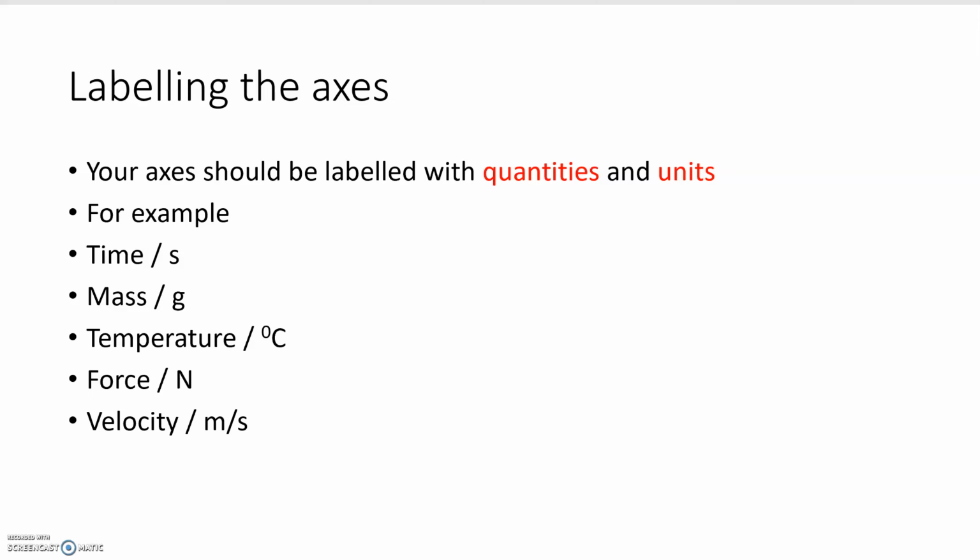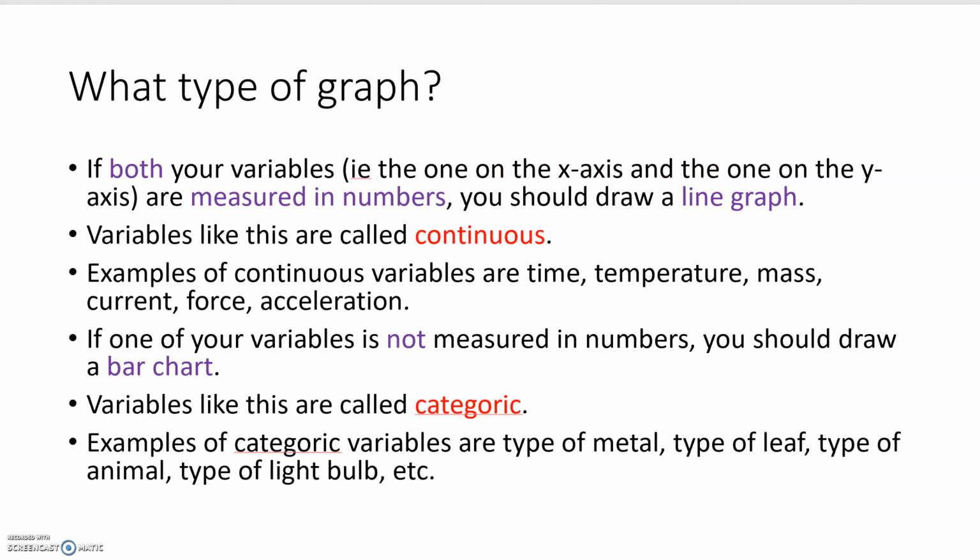Now, when you label your axes, please make sure you have the quantity and the units so you know what you're talking about. So time is in seconds, mass in grams, temperature in degrees centigrade, force in Newtons, velocity in meters per second. Whatever you're measuring, it is very good to have your units because you will be asked to put that to get full marks.